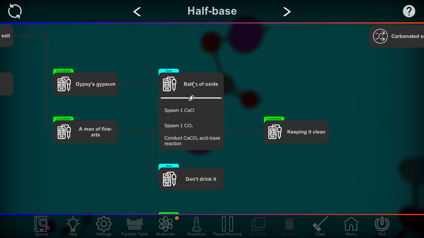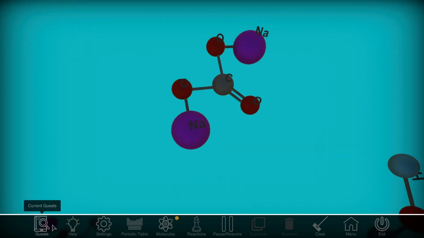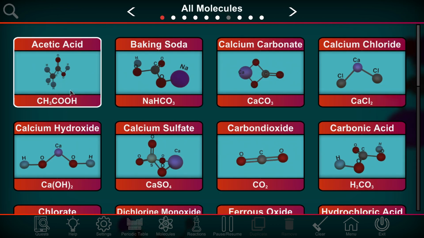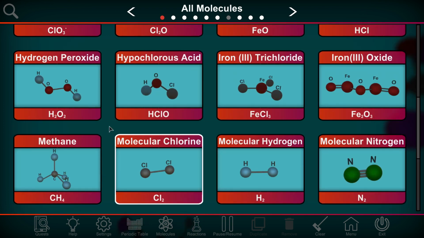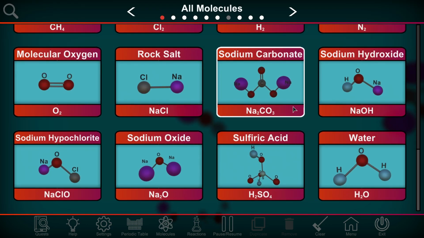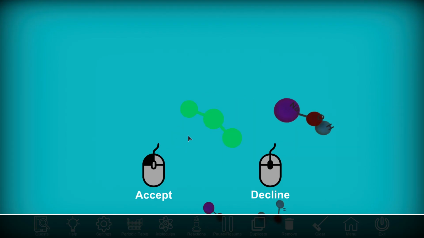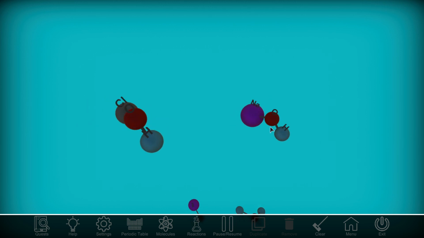Let's see. Battle of oxide. Seems pretty easy. Or do we want to make sodium hypochlorite? Let's do that. This should be pretty easy. I think we just have to react sodium hydroxide and hypochlorous acid. Let's see. Sodium hydroxide. Where is it? There you are. Sodium hydroxide, and then hypochlorous acid. There we go. I think this should work, so this hydroxide right here should grab this hydrogen to make a water molecule, and then the sodium will associate with this oxygen chlorine group.